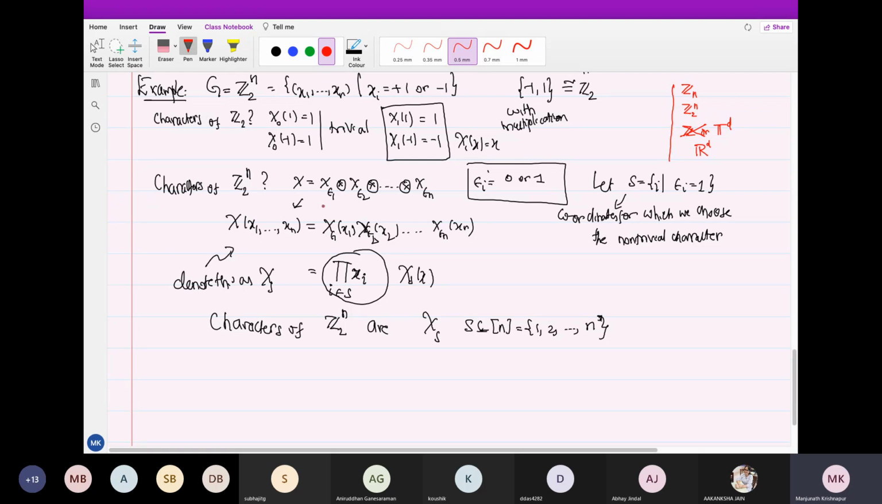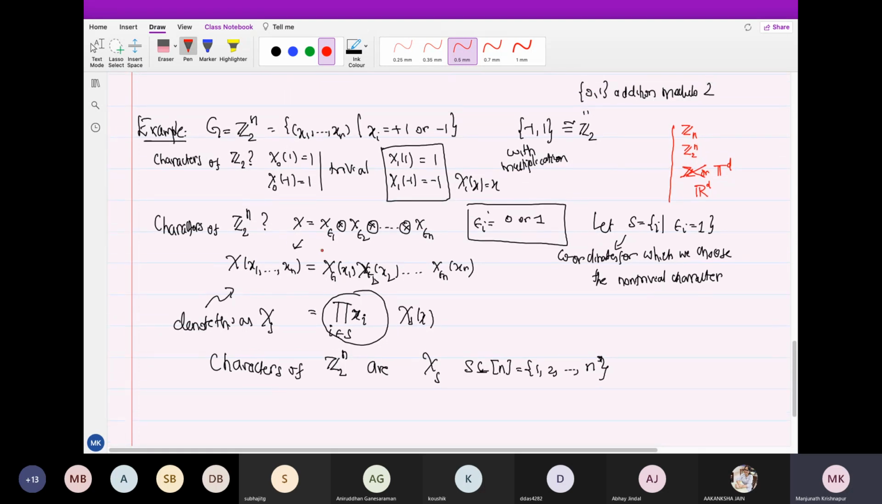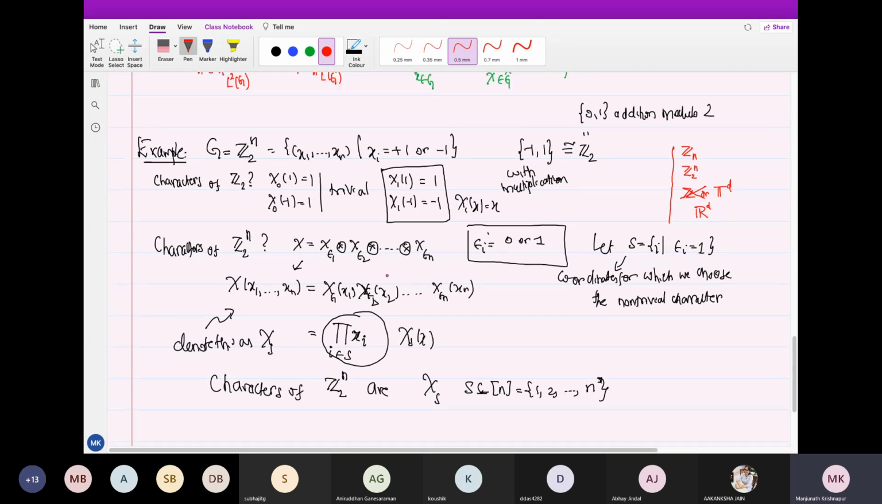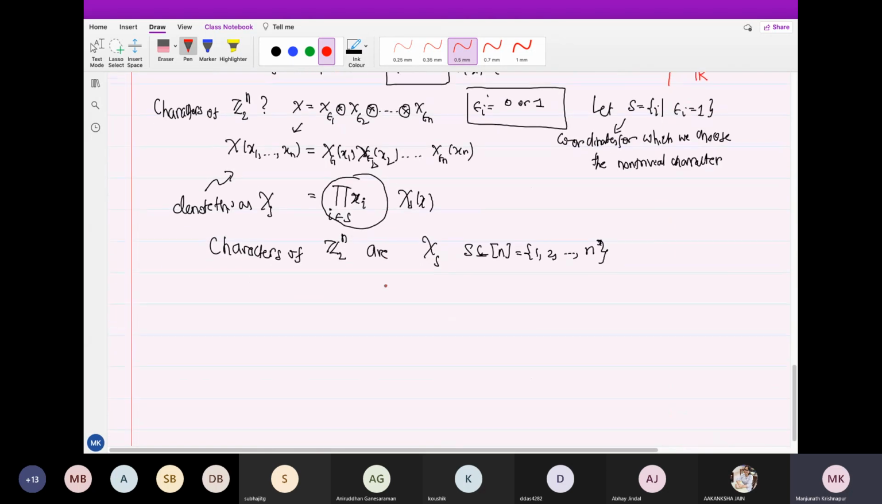So Z2 to the n is one of them. Just get used to this notation that the characters are indexed by subsets. That's how they are given. So chi S of x is the product of x_i, i in S. These are the characters. But let me go back to the generalities.